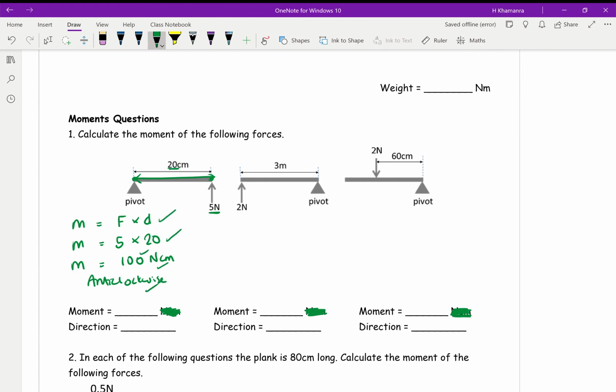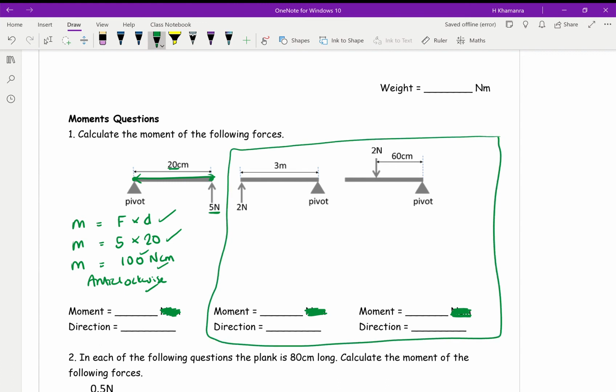Your assignment is to do these 2 questions, making sure that you include the correct units and the directions, and that will be worth 10 marks. Okay, so it's the same mark scheme: equation, substitution, answer, unit, and direction for the 2 questions. So that gives you the 10 marks, and upload that onto the assignment.